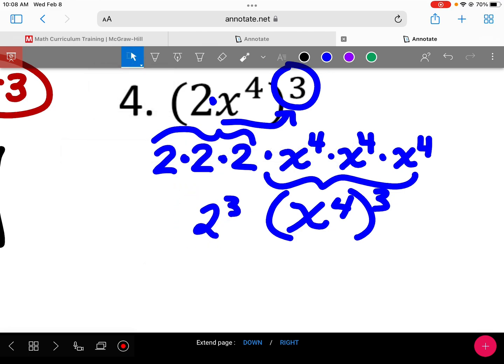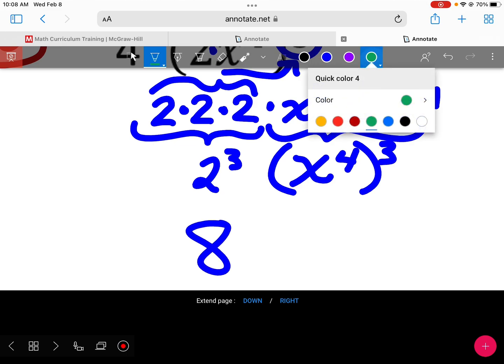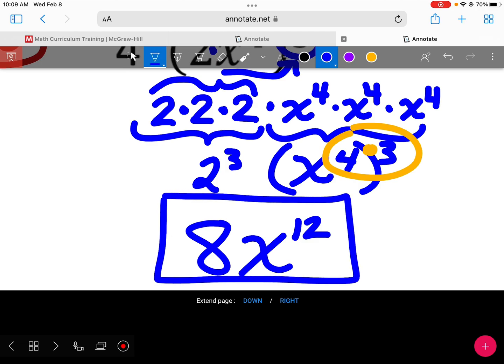So I have to simplify these separately. What is 2 cubed? 8. And what do I do with x to the fourth to the third? Multiply those exponents together. So this would be x to what power? X to the 12th power. Notice that that 3 on the outside of the parentheses didn't just affect my x to the fourth. It also affected that 2. It meant that I had to do 2 times 2 times 2. So far, so good? All right.